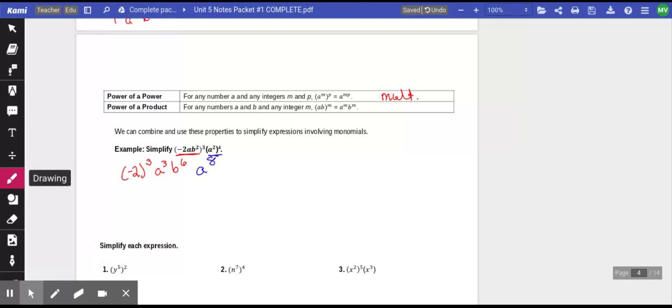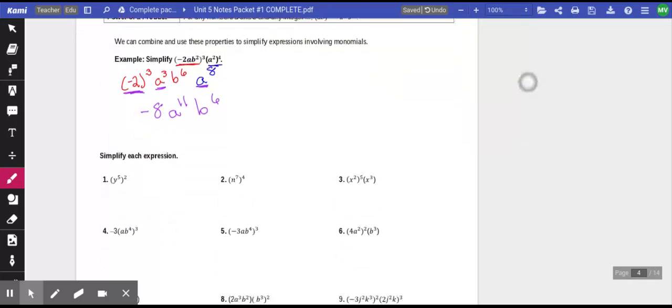Now that I've done that, I'm going to simplify this. Well, (-2)³, I can do that on my calculator. It's -2 times -2 times -2, which is -8. a³ times a to the 8th, I keep the base and add the exponents, and then b to the 6th.